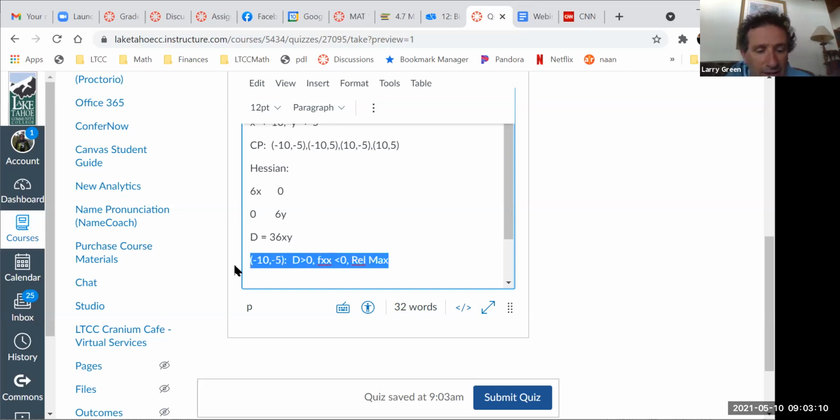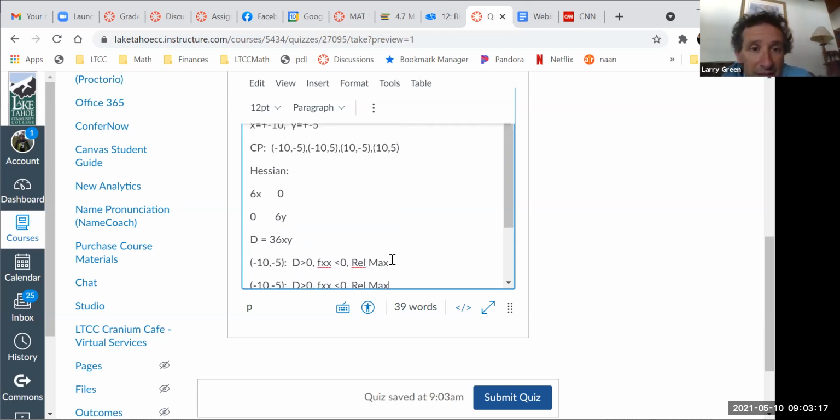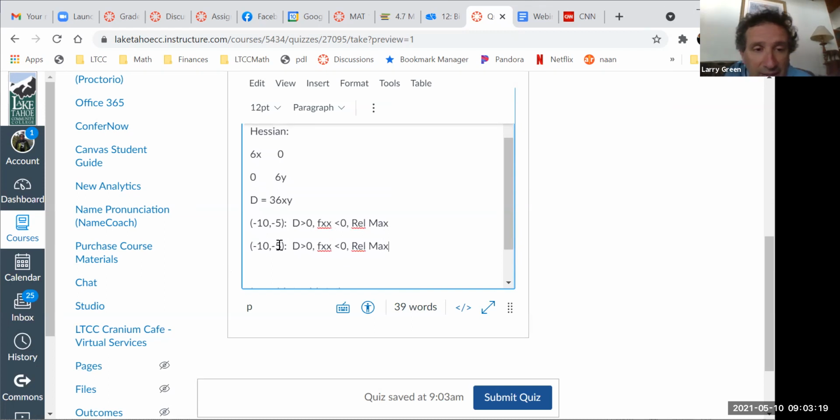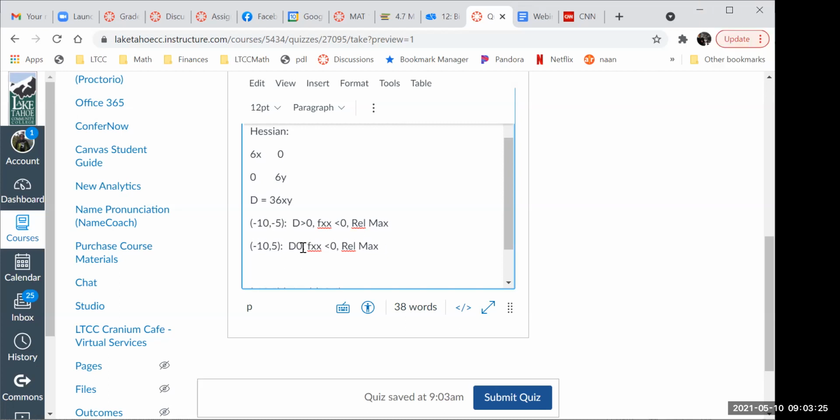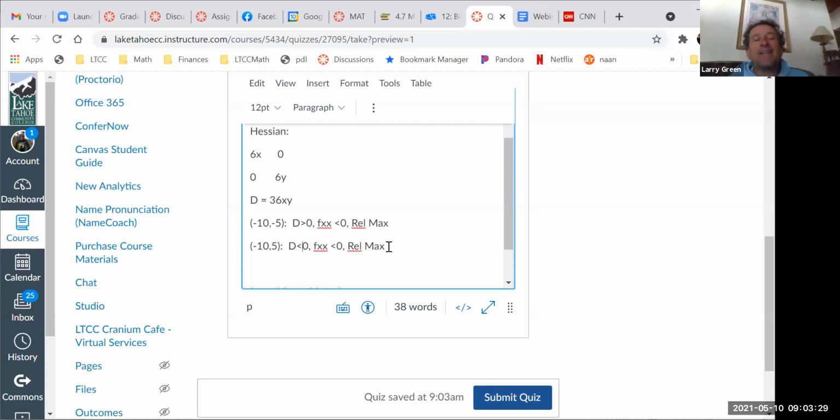Okay, now what I'm going to do, I'm going to copy and paste and change what I need to change. I think it's the easiest way. So let's do the next one, which is -10, comma +5. What do you say about D this time? It's negative, so it's probably a relative minimum. I mean, it is a relative minimum. Okay, let's slow down. D is negative. When D is negative, what does the second derivative test tell us? Not relative minimum.